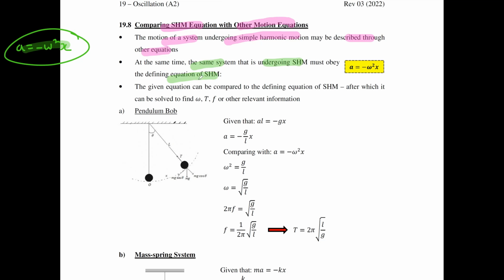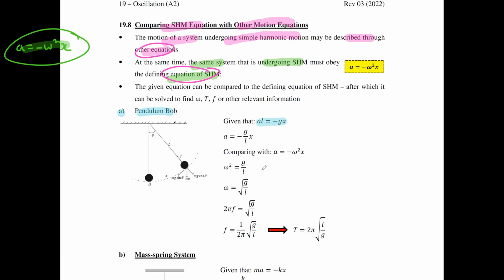So to do questions like that, usually what you will have to do is compare the given equation with the defining equation of your SHM, and then you'll be able to work out certain answers out of it. All right. So let's just say, for example, you have a pendulum bob here. The pendulum bob oscillates, it undergoes SHM, but then we tell you that the motion can be described by this equation where a equals negative g over L x.